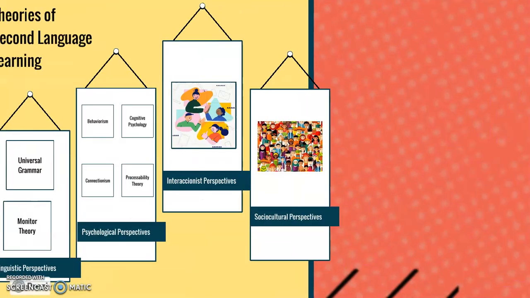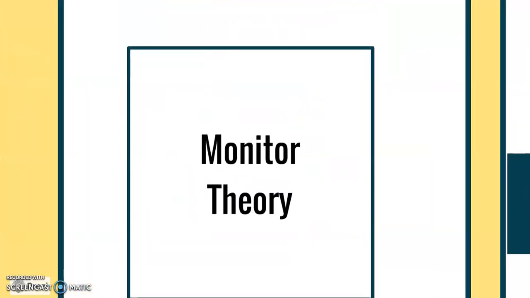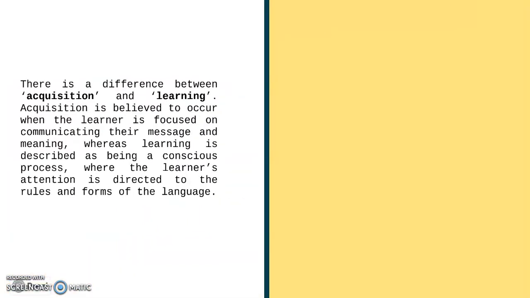In the linguistic perspectives, we also have to talk about the monitor theory. The main hypothesis of monitor theory is that there is a difference between acquisition and learning. Acquisition is believed to occur in a manner similar to first language acquisition. The learner is focused on communicating their message and meaning, whereas learning is described as being a conscious process where the learner's attention is directed to the rules and forms of the language. The process of second language acquisition is predictable.